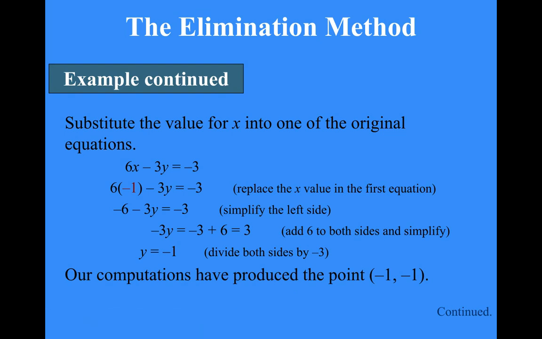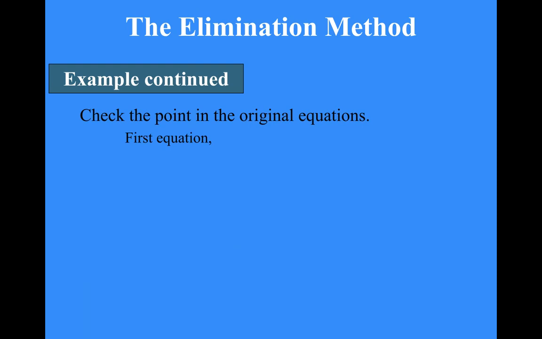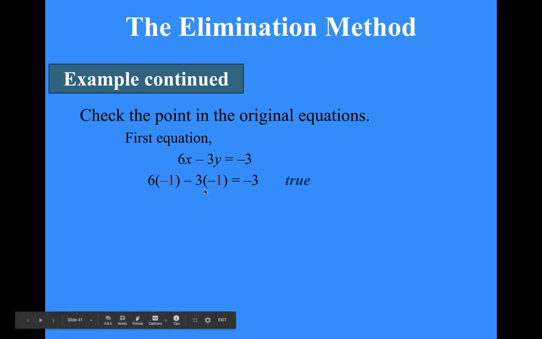We can check that our point is negative 1, negative 1 by plugging it into both equations and making sure that it works. 6x minus 3y equals negative 3. 6 times negative 1 minus 3 times negative 1. 6 times negative 1 is negative 6. Minus 3 times negative 1, which is negative 3. So I get negative 6 minus negative 3. Negative 6 minus negative 3 is negative 3. Remember, subtracting a negative is the same thing as adding a positive. So this is a true statement.